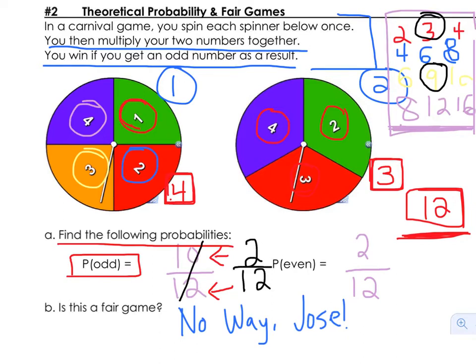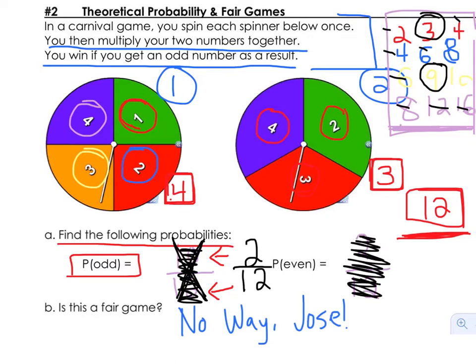We're going to ignore that for just a moment. Mr. Miller got them backwards, it looks like. 2 out of the 12 combinations are odd. So if 2 out of the 12 are odd, how many of them are even? Well, 1, 2, 3, 4, 5, 6, 7, 8, 9, and 10.